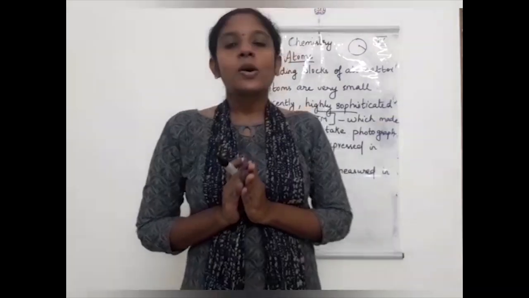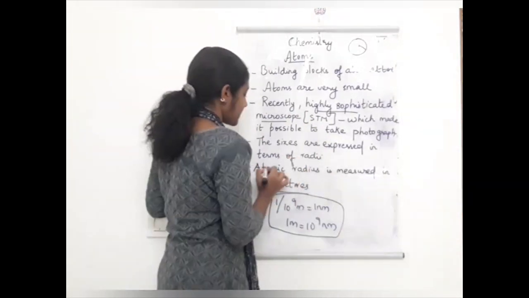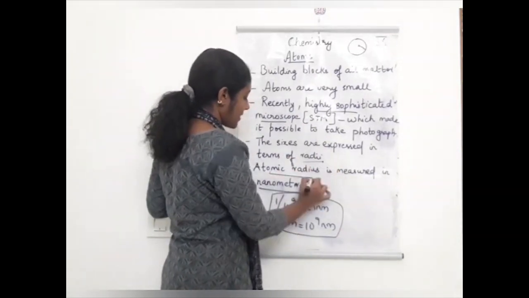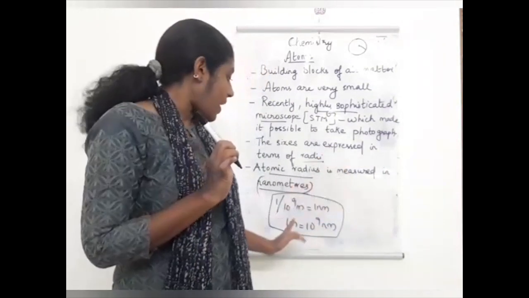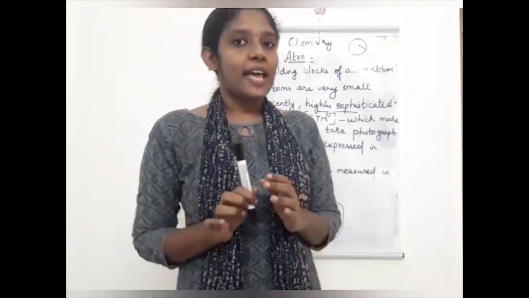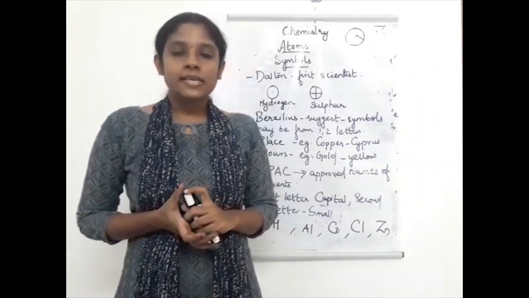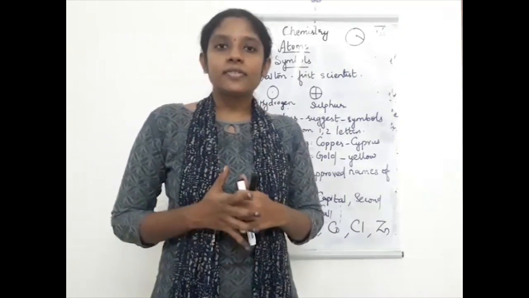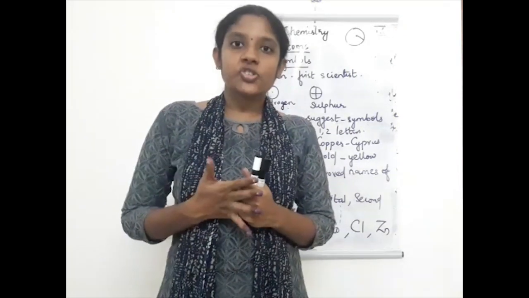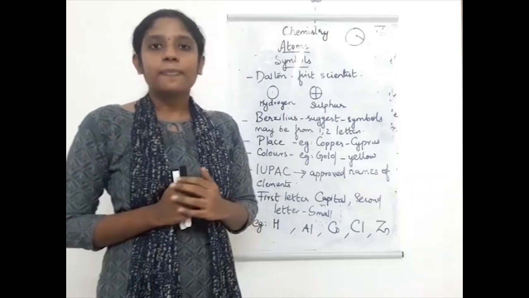So this is the introduction about atoms. Please remember this: it is expressed in terms of radii, and atomic radii is measured in nanometers. And 1 meter is 10 raised to 9 nanometers. Now the next topic is symbols of elements. Hope you know the symbols of elements which you have learned already, that is hydrogen, you will express it as H, aluminium Al, like that. So we will have a small introduction about the history of the symbols of elements.